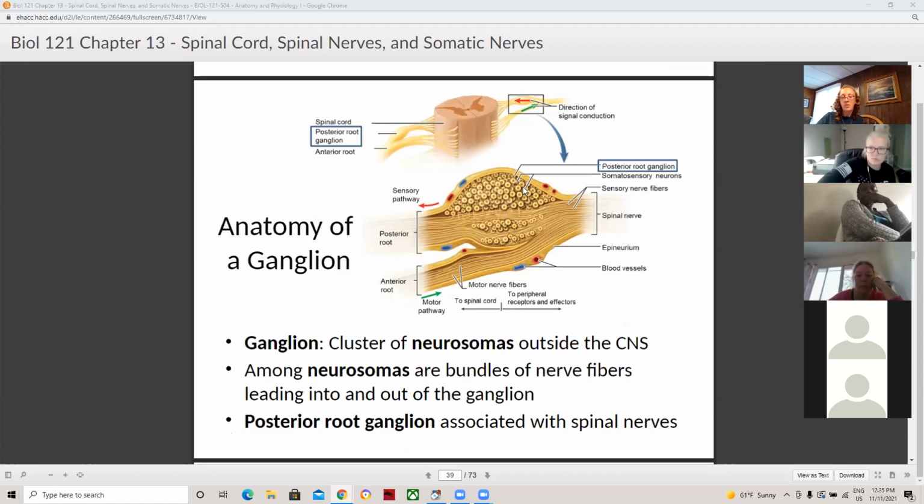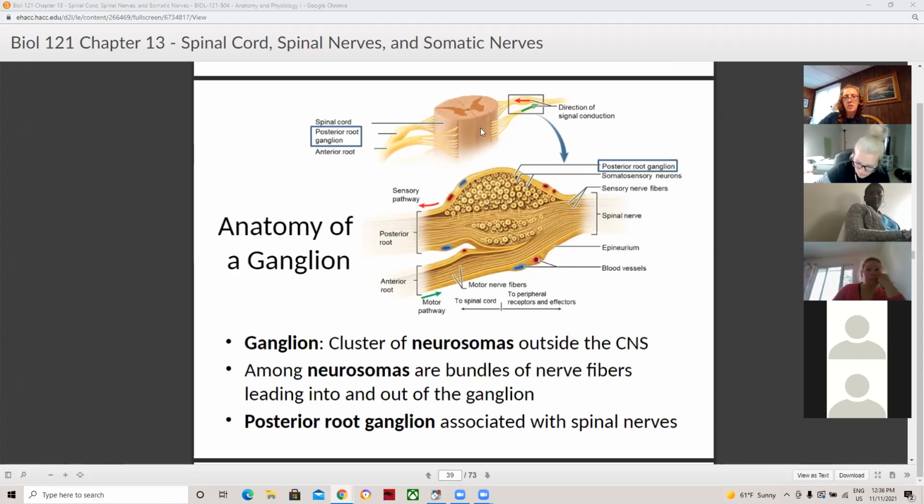It's associated with the cell bodies of sensory afferent neurons. We also call it the dorsal root ganglion. Remember, posterior and dorsal mean the same thing. So here's our spinal nerve that's ultimately going to enter into the dorsal horn. So it's a dorsal root that's going to enter into the dorsal horn. The anterior root is coming out the anterior horn.